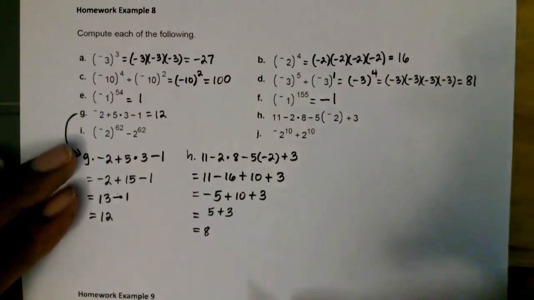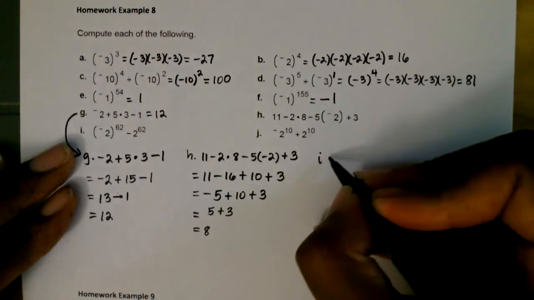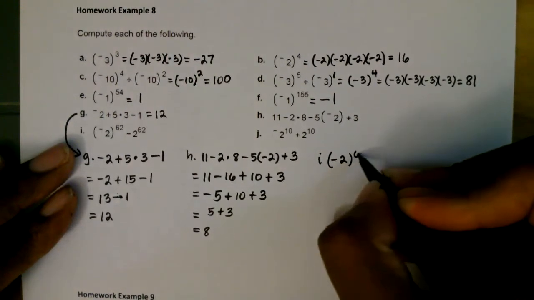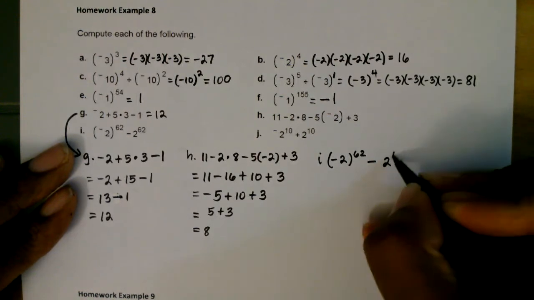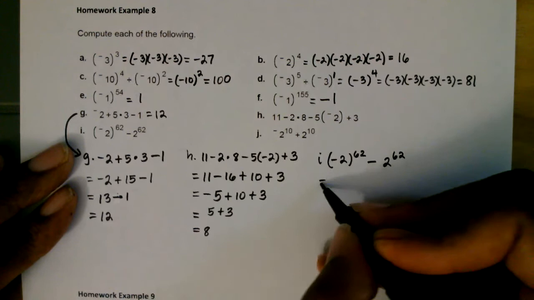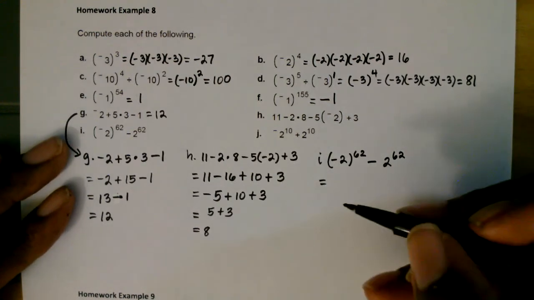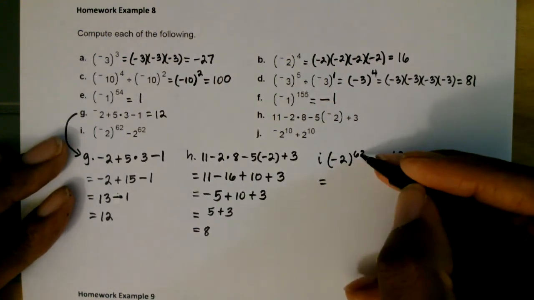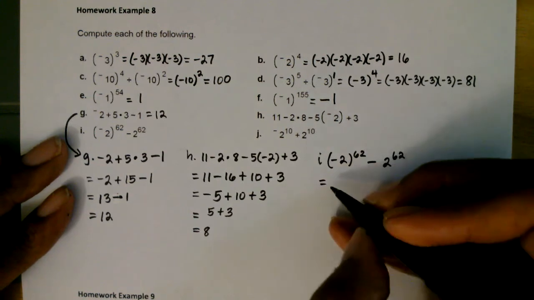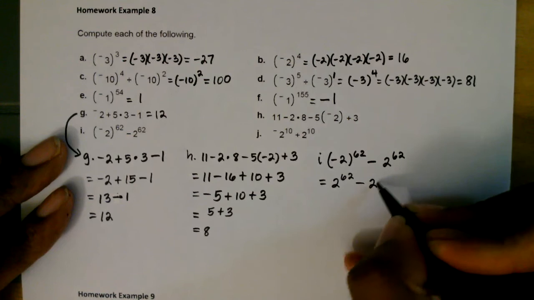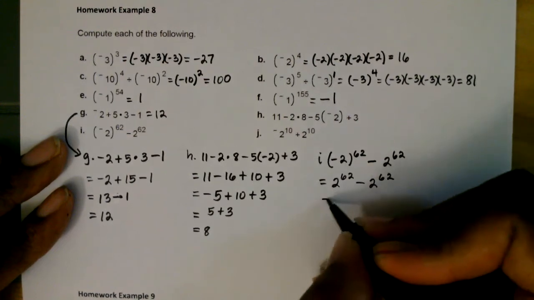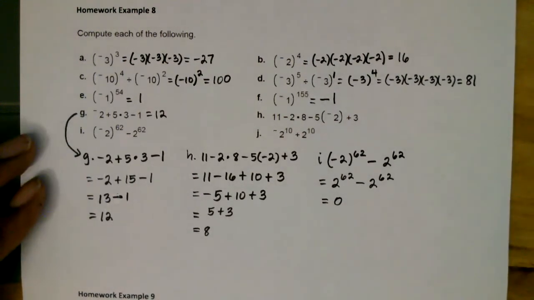All right, now let's take a look at part I. Negative 2 raised to the 62nd power minus 2 to the 62nd power. Let's see if I can simplify this a bit. That negative to an even power would be positive. So this would just be 2 to the 62nd minus another 2 to the 62nd. That ends up being 0.